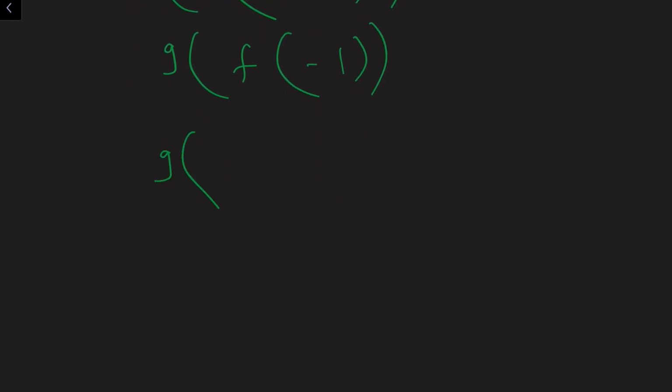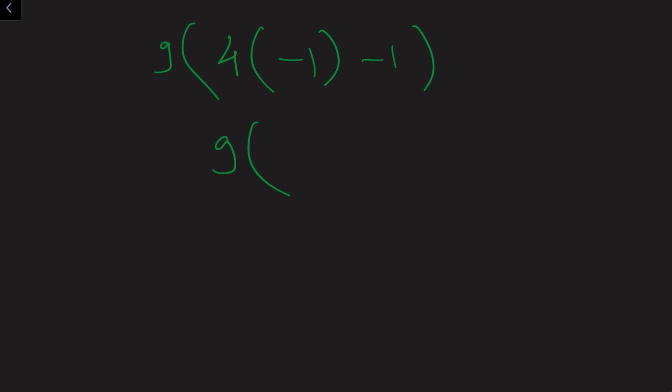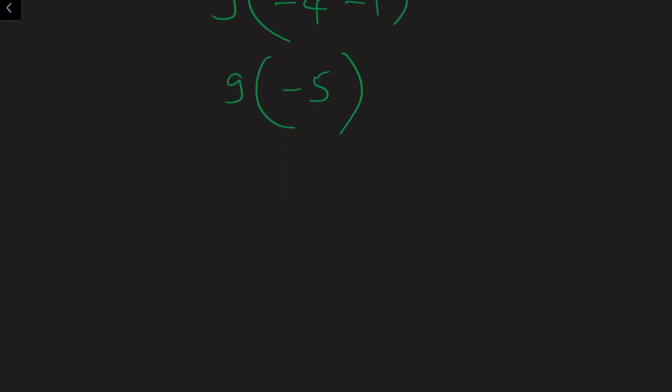F of x is given as 4x minus 1. So 4 into, in the place of x, minus 1, minus 1. G of 4 into minus 1 is minus 4, minus 1. That is g of minus 5. We need to find the value of g of minus 5 now. G of x value is given as x square plus 2. It is given in the question itself.